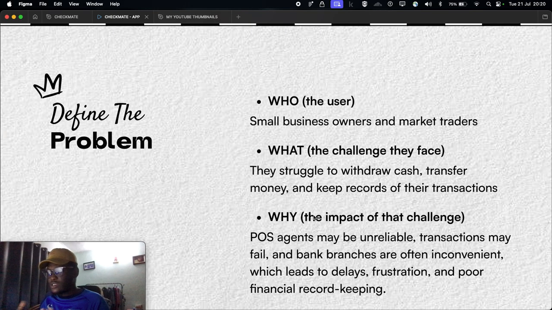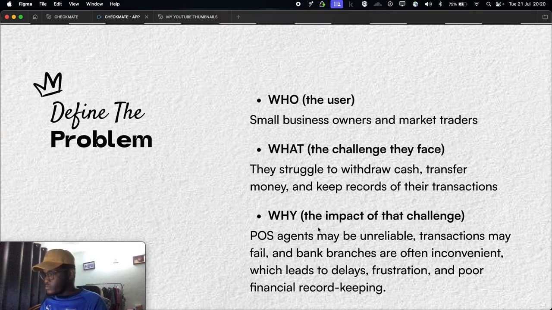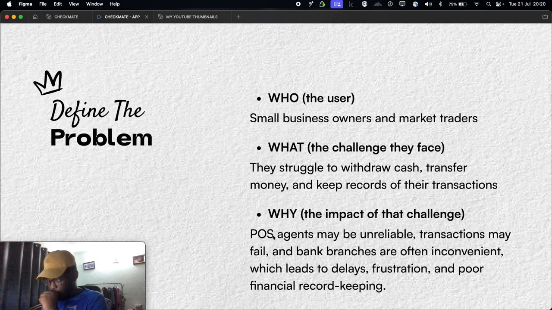What does that challenge cause, right? The why is POS agents may be unreliable, transactions may fail, and bank branches are often inconvenient, which leads to delays, frustration, and poor financial record keeping. So now, in essence, we have gotten our brief, we have understood the brief.